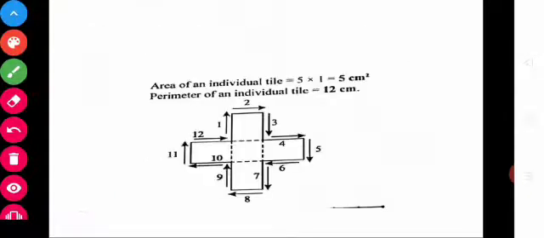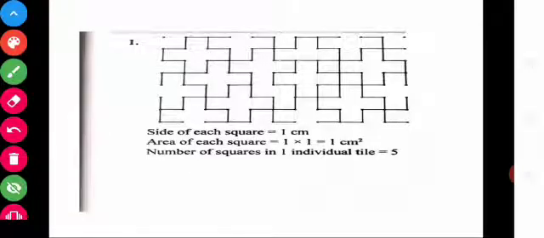Look at that. Side of each square, how much is it? The distance between two dots, how many centimeters is it given? 1 centimeter. That is 1 centimeter. The area of each square, that means 1 into 1. 1 into 1 is equal to 1 centimeter square.